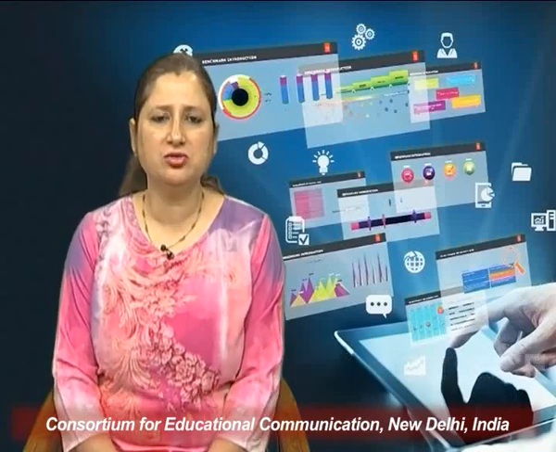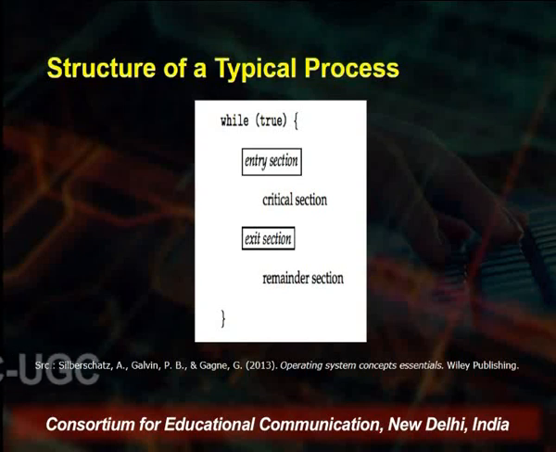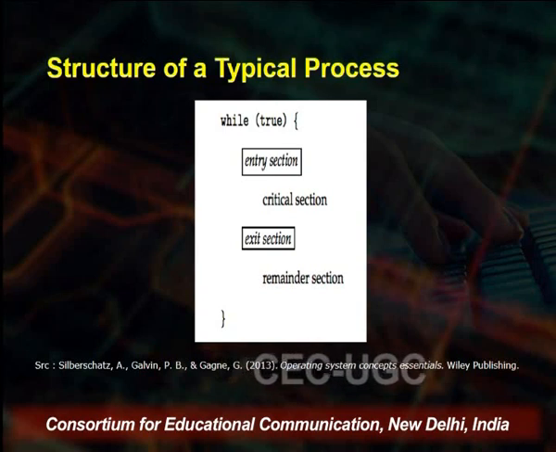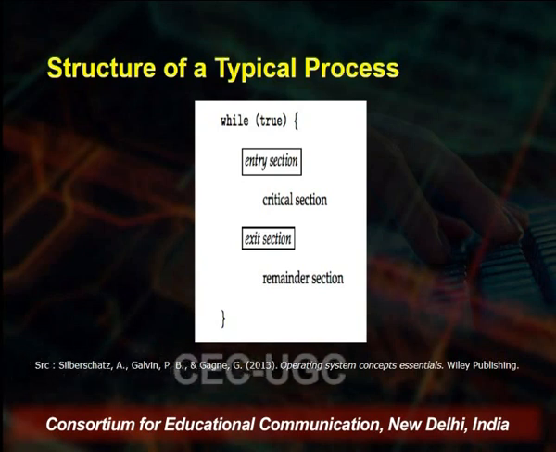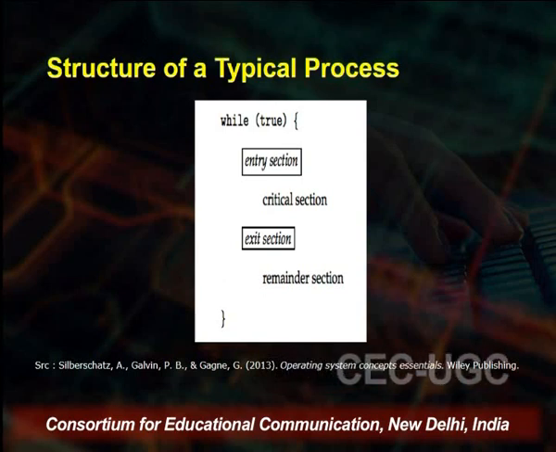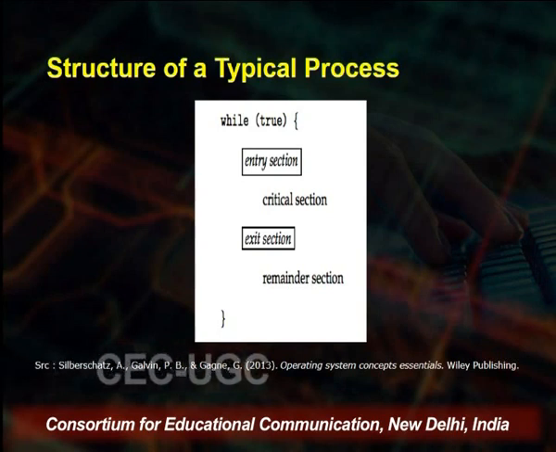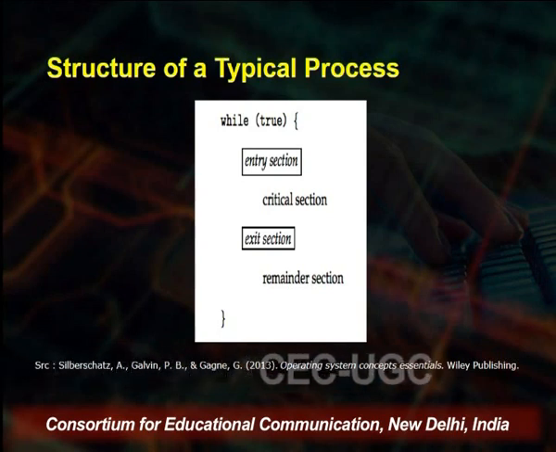So this is the structure of a typical process. This is a loop of course, and you have the entry section in which the process is going to ask for permission. After the permission is achieved, it goes into the critical section. After the critical section is executed, it is the exit section, and finally we have the other part of the process, which is known as the remainder section.